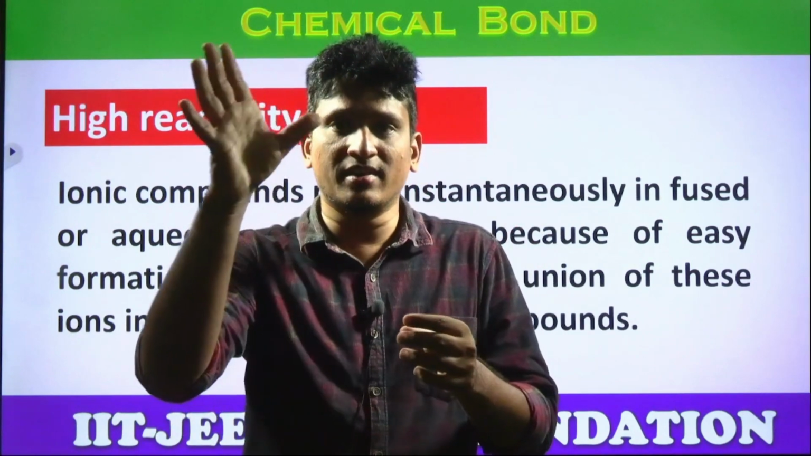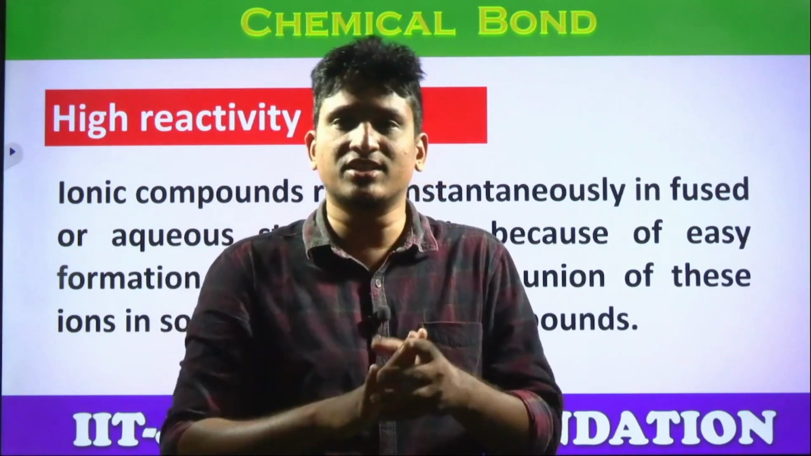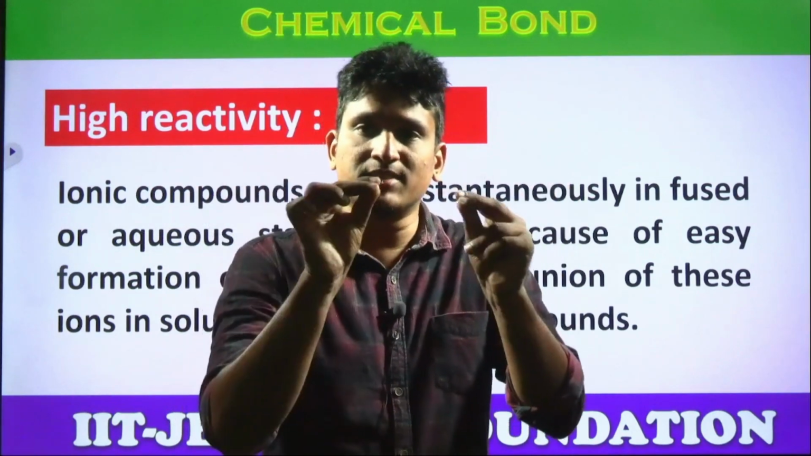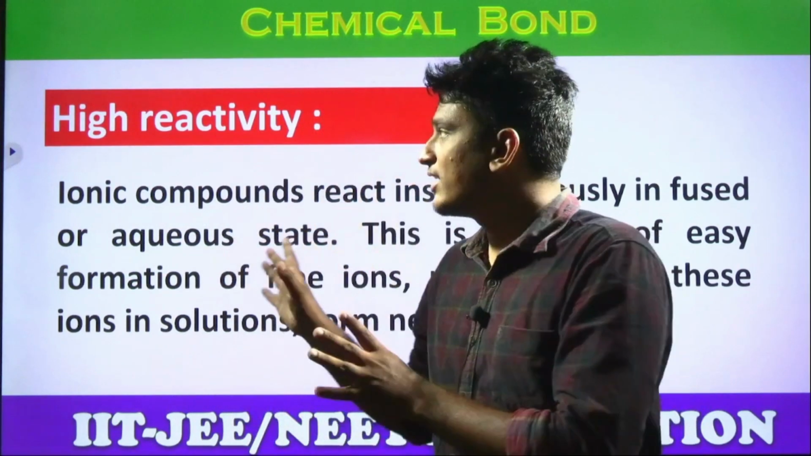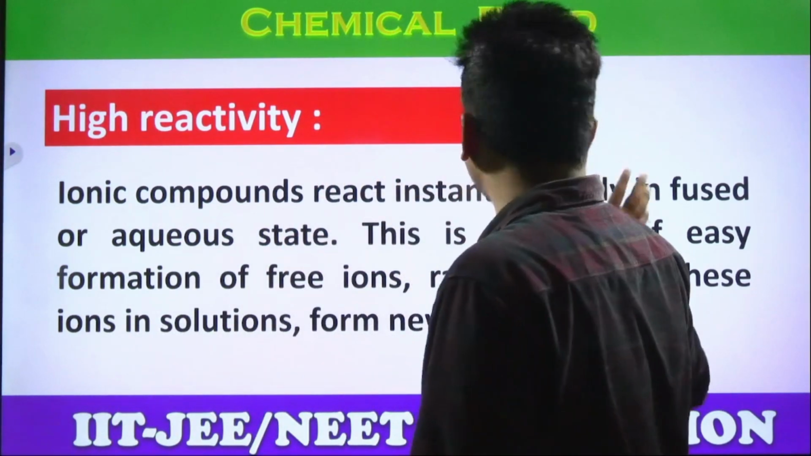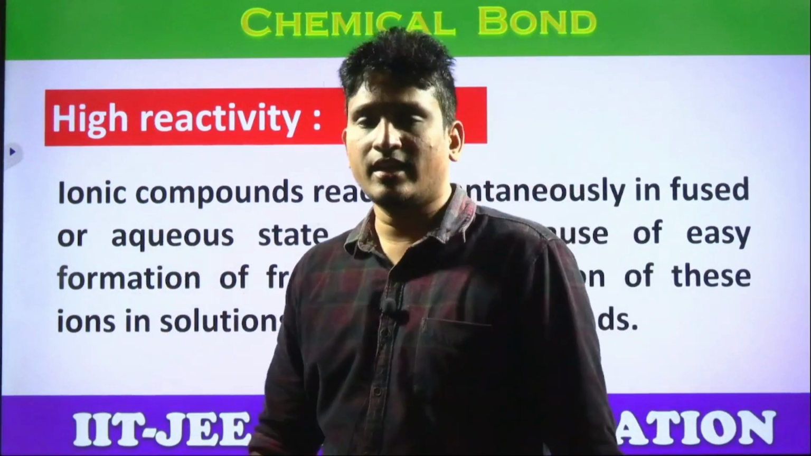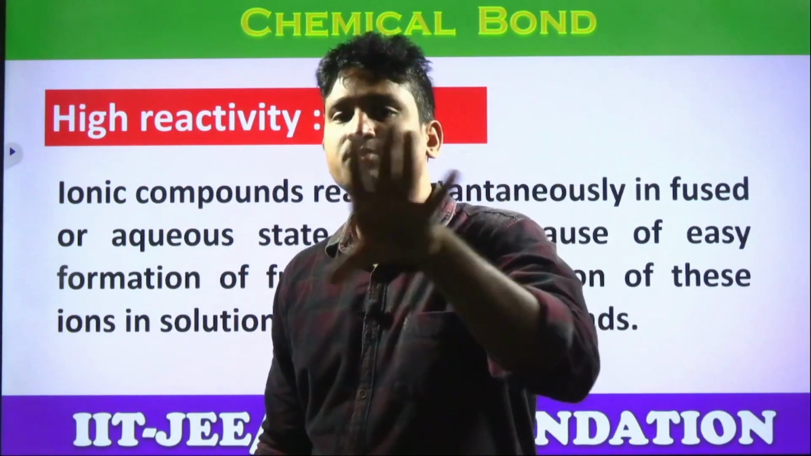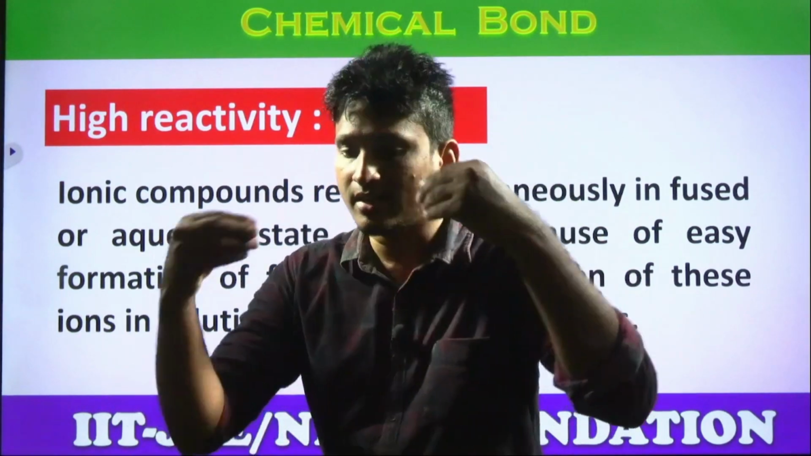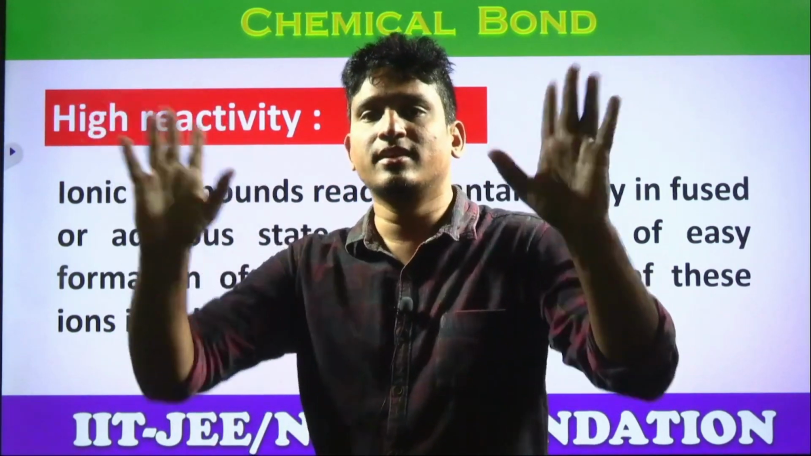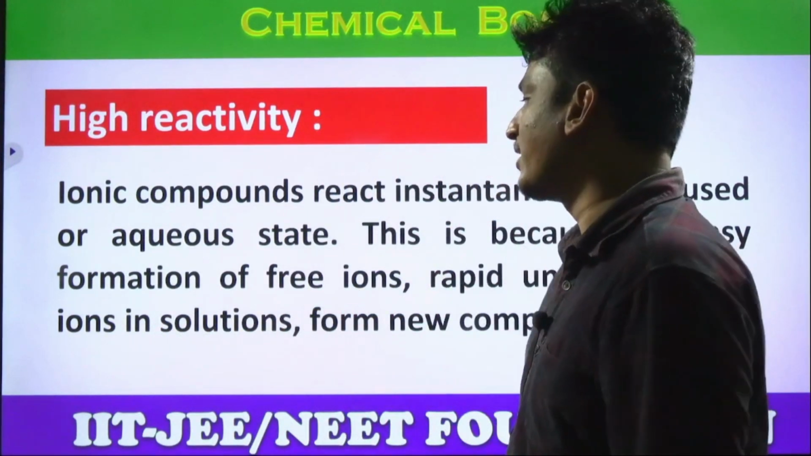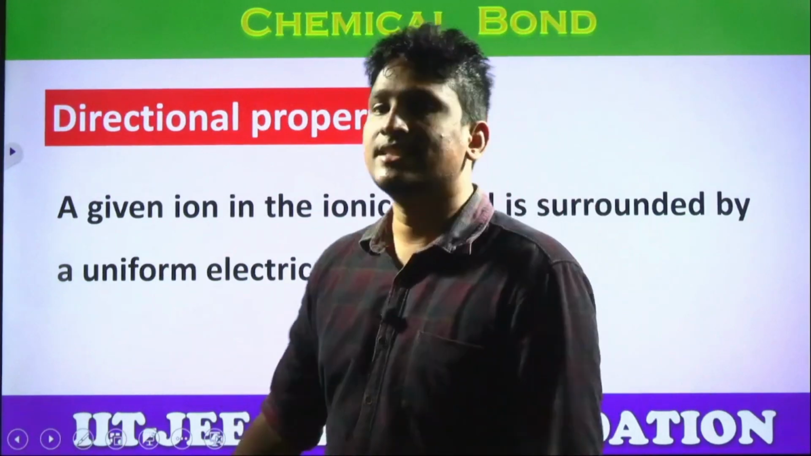Have you seen the precipitate reactions, color change reactions? These exchange reactions, double displacement reactions, happen very quickly. So ionic reactions are very fast. Ionic compounds react instantaneously in a fused or aqueous solution. Fused means molten state. In aqueous solution form, the reactions occur instantaneously, in a point of time, within a second. Formation of ions and rapid union of these ions in the solution form new compounds easily.